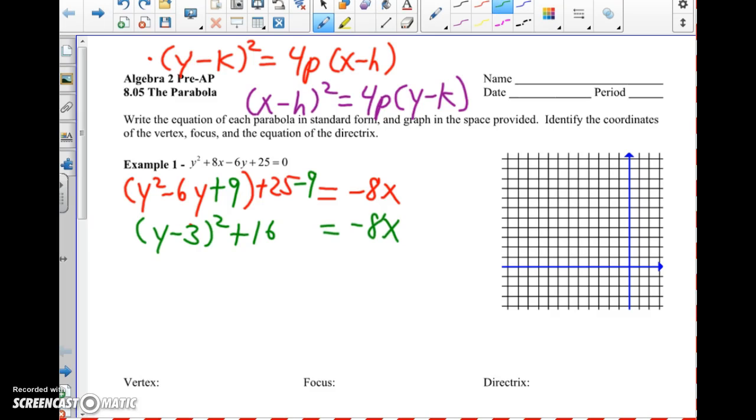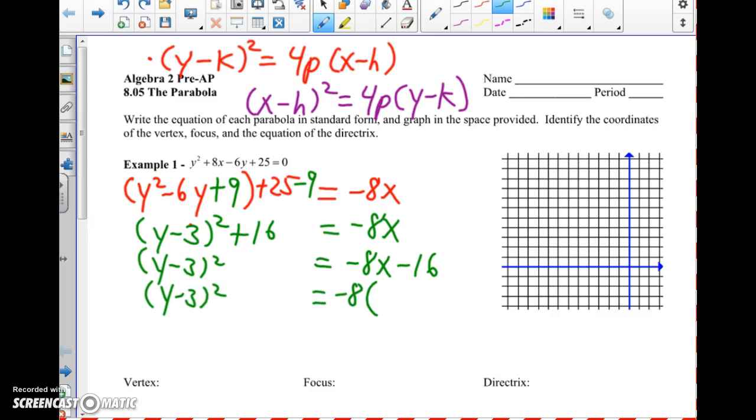So now I'm going to take the positive 16 and subtract it to the other side, like this. Take a common factor of negative 8. So it matches the form up top. Here comes the common factor of negative 8 down, and I'm left with what? X plus 2. There you go.